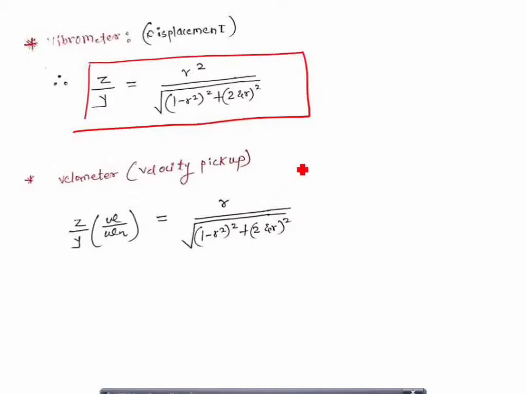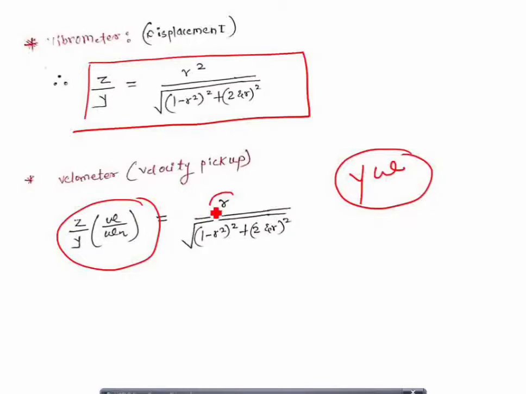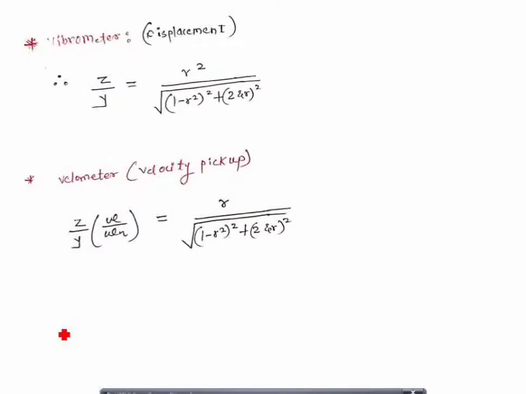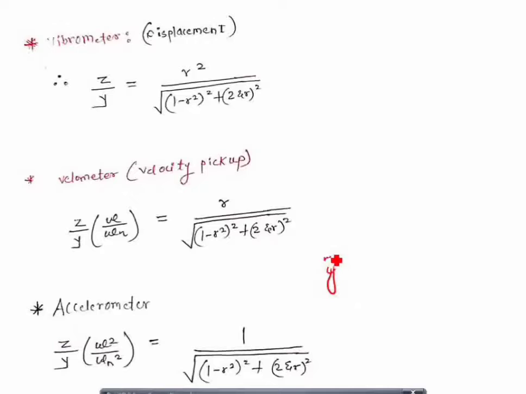For velocity pickup, this formula gets modified, where r is nothing but omega by omega n. Velocity is given by y into omega, right? So the ratio omega by omega n will be multiplied by z upon y, and this will become velocity. Here the remaining factor is nothing but r. Similarly, for acceleration, we know that acceleration y double dot is equal to y into omega square. So in this case, r square will get completely multiplied by z upon y, and here the remaining will be only 1. So this is how the formula gets modified.